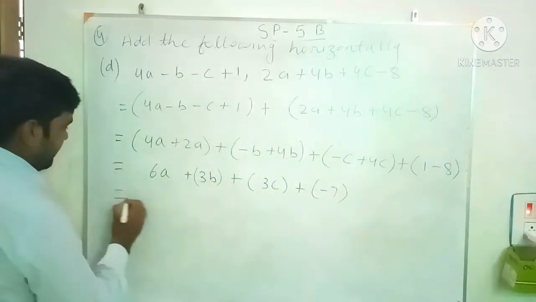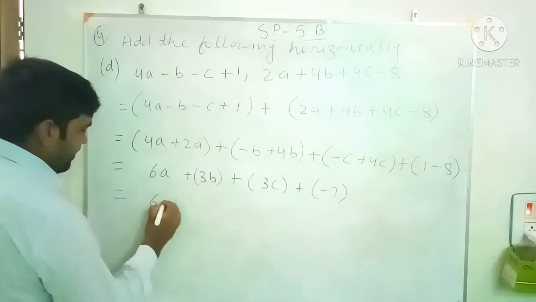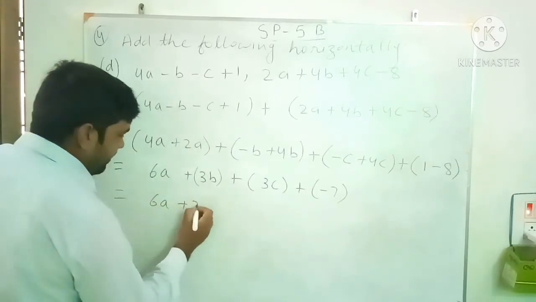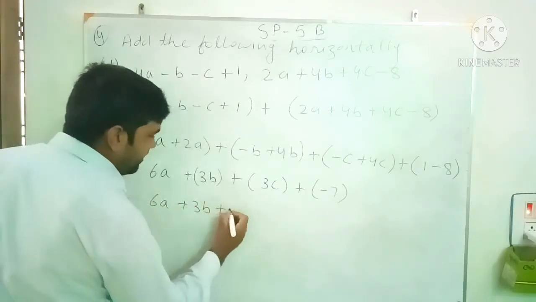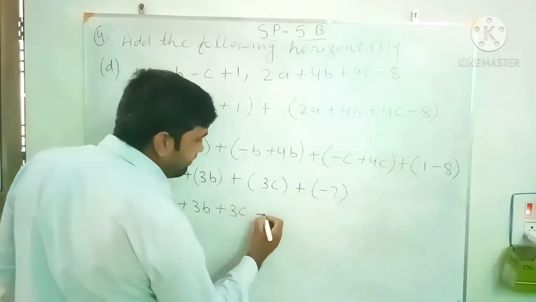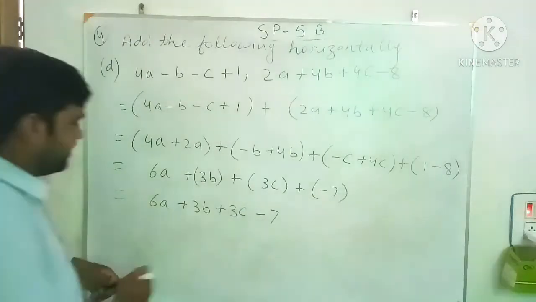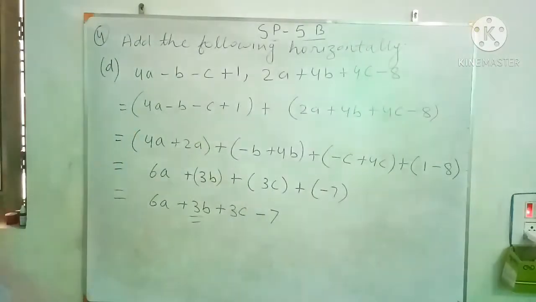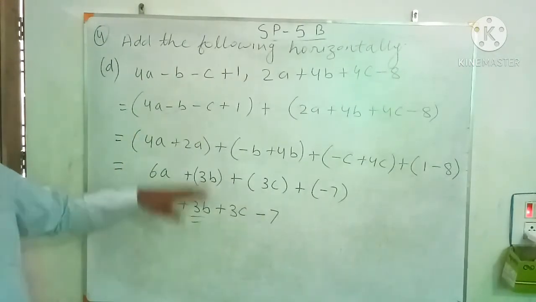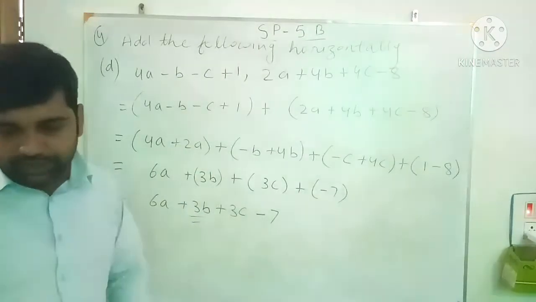Now open the brackets: 6a plus 3b plus 3c plus minus 7. Here plus minus gives you minus. So the answer is 6a plus 3b plus 3c minus 7. This is the final answer after doing the addition horizontally.